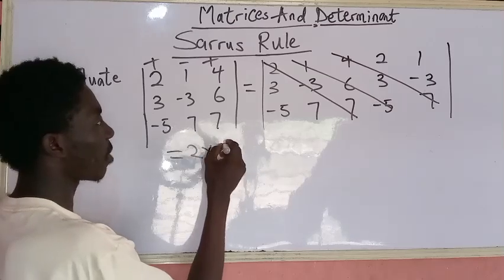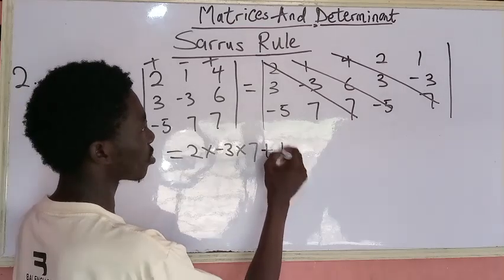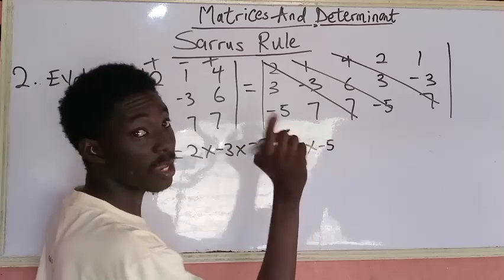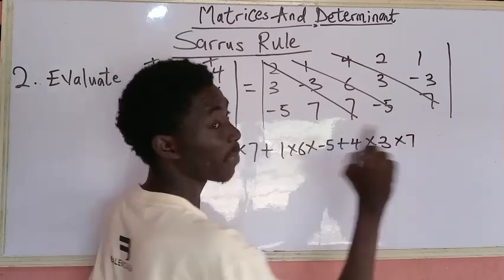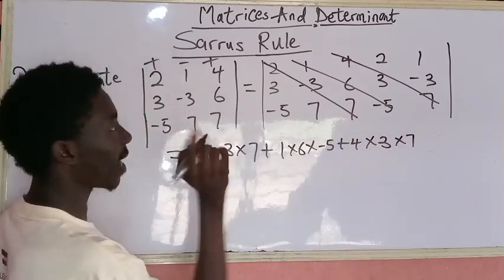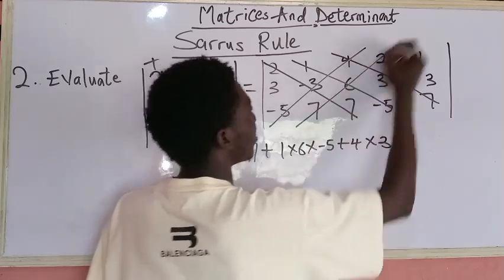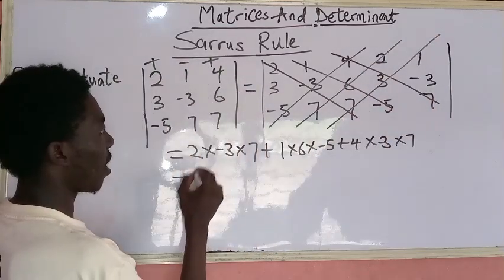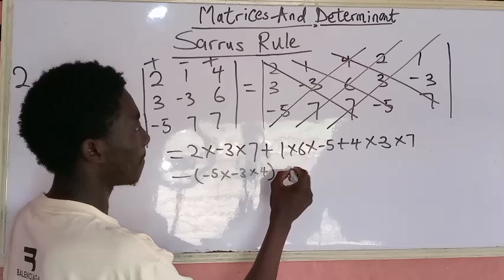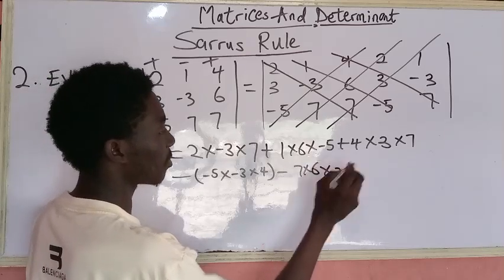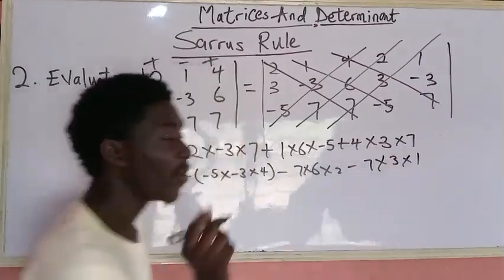It's 2 multiplied by minus 3 times 7 plus 1 times 6 times minus 5 plus 4 multiplied by 3 multiplied by 7 minus, I start with the upward diagonals, which is this, and this, which is minus 5 multiplied by minus 3 multiplied by 4, minus 7 times 6 times 2, minus 7 multiplied by 3 multiplied by 1.